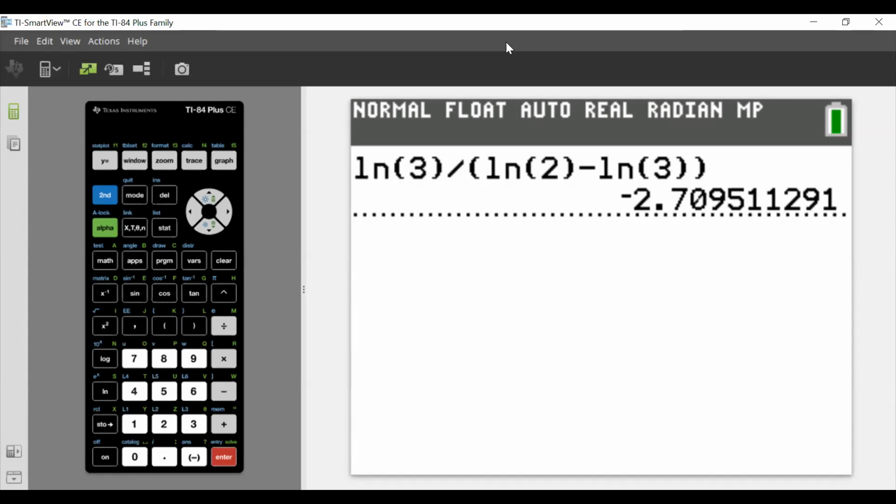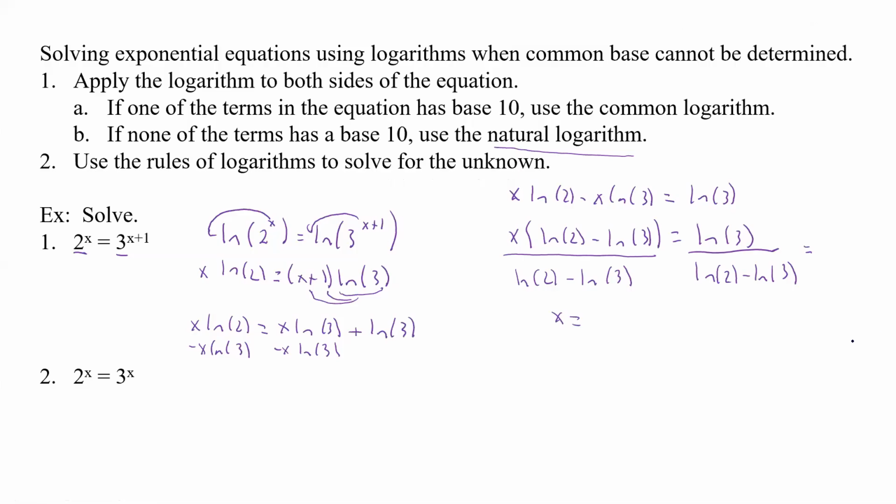So we had over here negative 2.7095 if they wanted it to 4 decimal places. Okay, so that would be that. But we could do something else too. We could simplify this whole piece here and make it a little nicer.